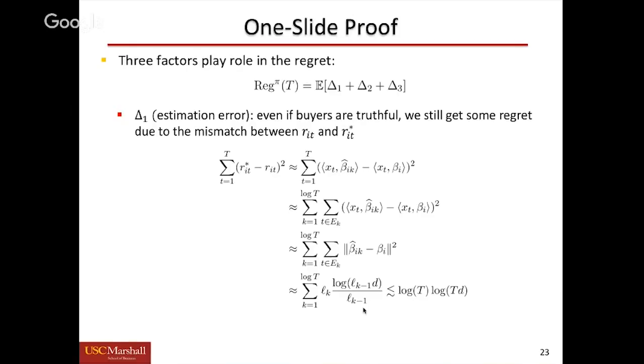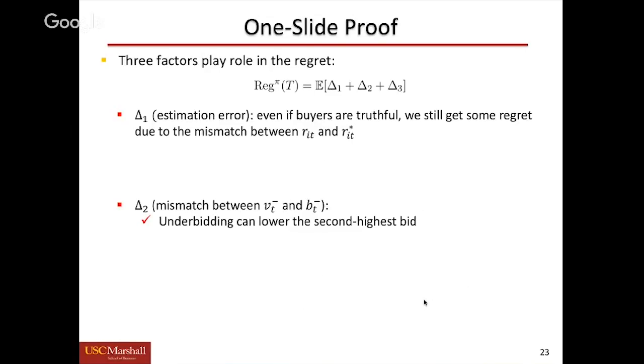Okay, so this is the bound that you get on the estimation error. And then you have L_K, the length of episode K. These were just powers of 2, so this is just 2, and then you get log T times TD. Okay, so this is one term that is giving the logarithmic regret, and this is just coming from the estimation error, even when the buyers are truthful.